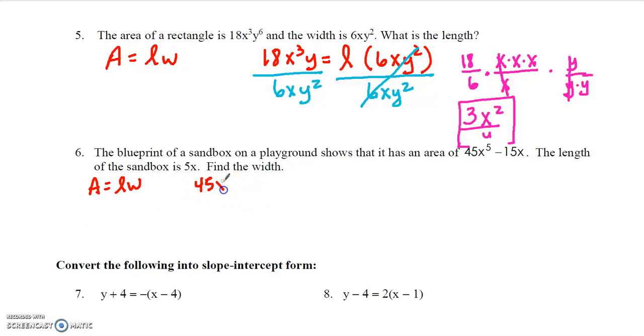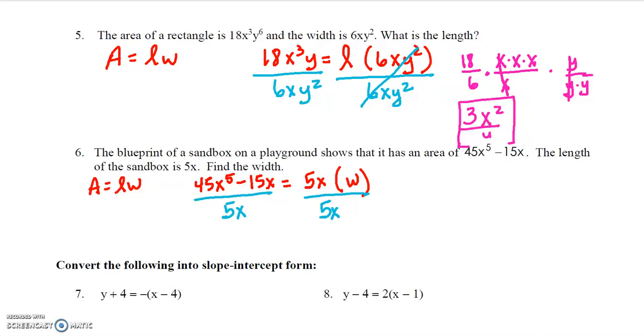We have 45x to the 5th minus 15x equals 5x, and then times my width, which we do not know, correct? Okay, so again, let's do exactly what we did in number 5. I want the w to be by itself, so that means I am dividing by 5x on both sides of my equation, or my equal sign, and then I can simplify from there.